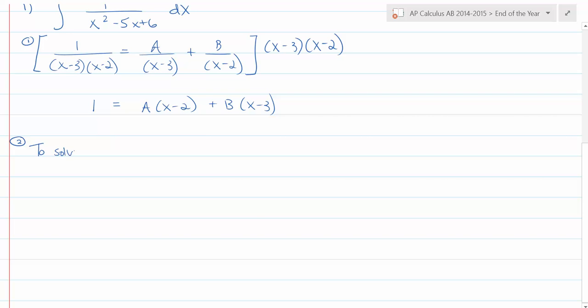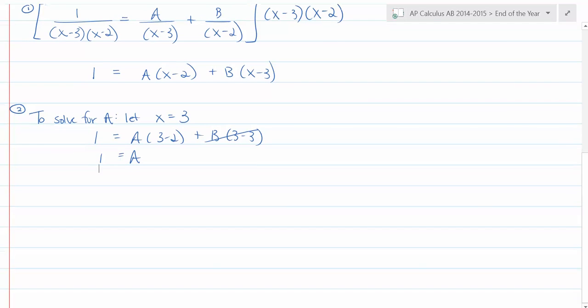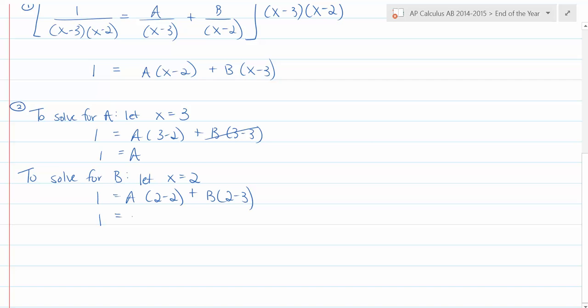So I'm going to say to solve for A, let's see, we'd want to let x equal 3, because then that would eliminate B. So if we plug in what we know for x, I'm going to get 1 equals 3 minus 2 plus B times 3 minus 3, which you're going to see that gets eliminated. So therefore, A is just going to end up equaling 1. Okay. Next, we want to solve for B. Okay, so when you look at that, how could we get A out of the picture? Well, hopefully you can see that you're going to want to let x equal 2. If we do that, you see that A gets eliminated. We end up with B equals negative 1.